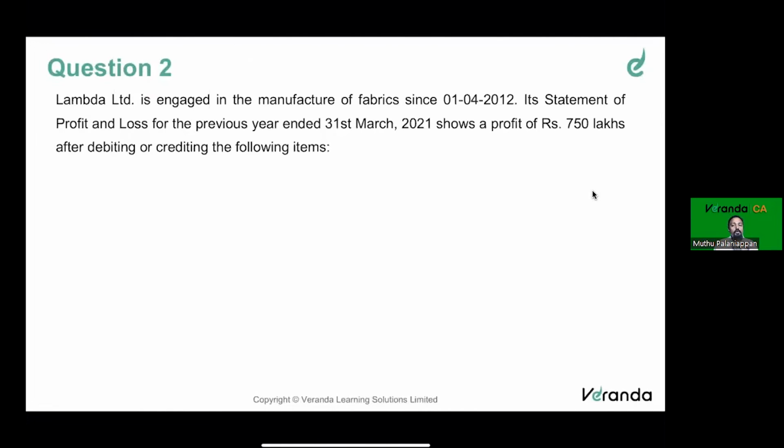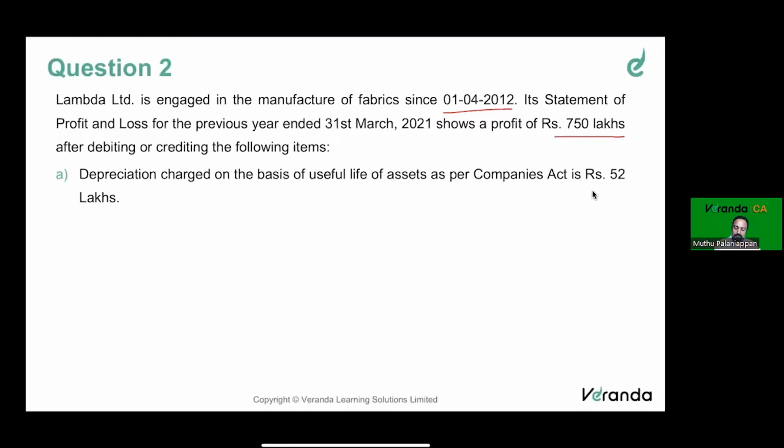This question 2 is about another manufacturing entity called Lamba Limited. It is established on 1/4/2012. Its statement of profit and loss account is being given. What is the profit? It is 750 lakhs, that is 7.5 crores, after debiting or crediting the following line items. They're going to give a mix of debiting and crediting.